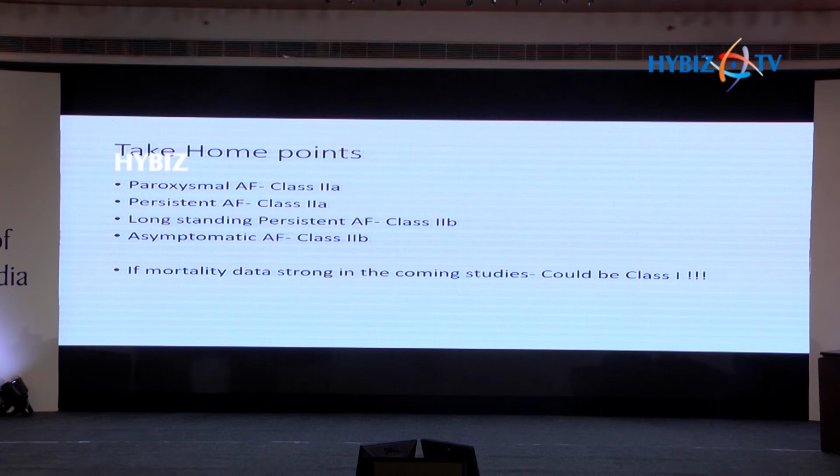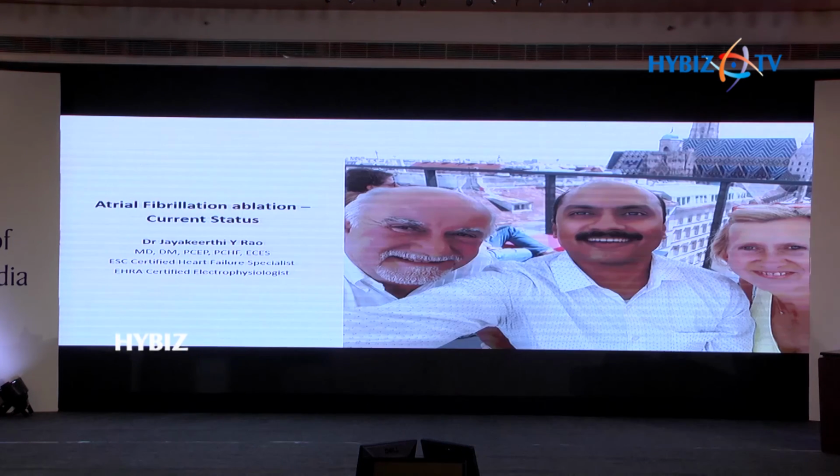The take-home points of this talk are that paroxysmal AF is class 2A, persistent AF class 2A, long-standing persistent AF class 2B, asymptomatic AF class 2B. What is pending is mortality data from CABANA and EAST studies, etc., which could push ablation to class 1 indication.